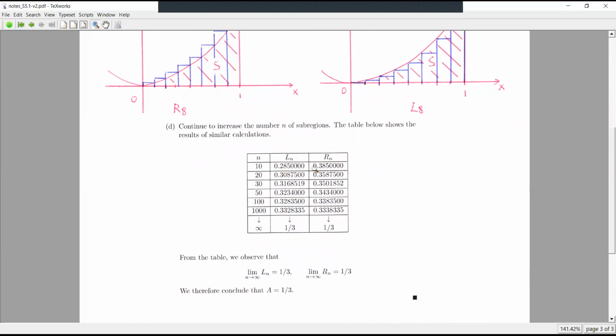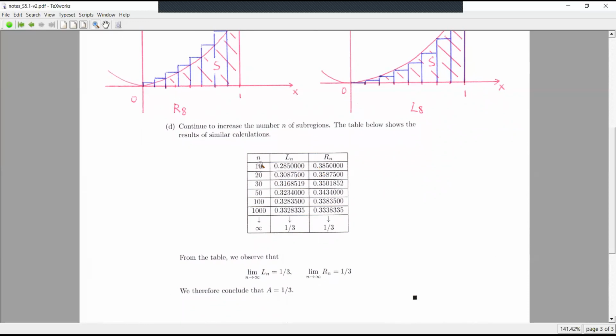A, the area of the region, lies between Ln and Rn, between these 2 numbers. Now, if I increase the number of rectangles from 10 to 20, then the lower bound is this. The lower bound is increasing, but the upper bound is decreasing. And A lies between these 2 numbers. These 2 numbers are closer to A than these 2 numbers.